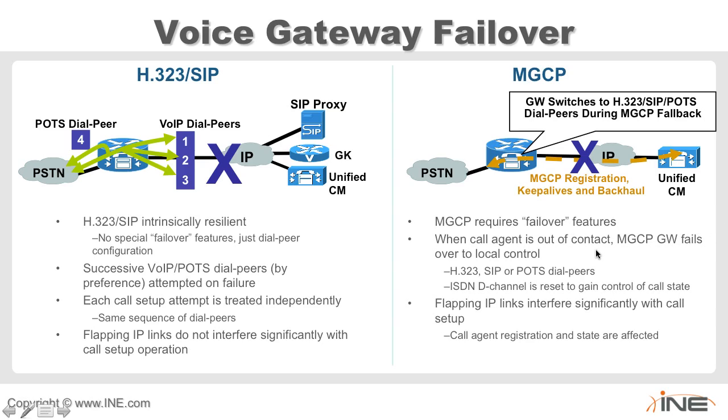But when the call agent is out of contact, so the CUCM that's controlling that IOS MGCP gateway is called the call agent, when it cannot be contacted, then the gateway fails over to what's called local control. And if we have an ISDN D channel, that has to be reset, and calls are dropped when that resets. So if we have a regularly occurring flapping IP link, this could interfere significantly with call setup. Okay, so just wanted to go over that initially. Again, like I said, we'll talk a lot more about those protocols and even the PSTN POTS signaling here in just a little bit.